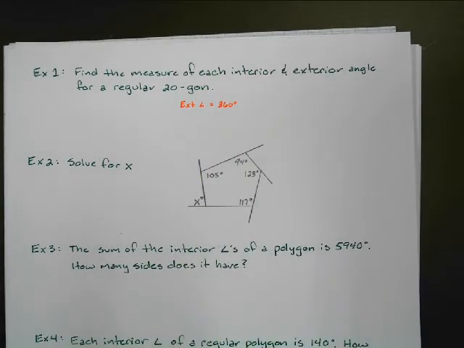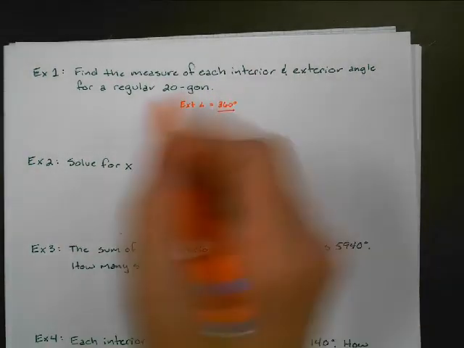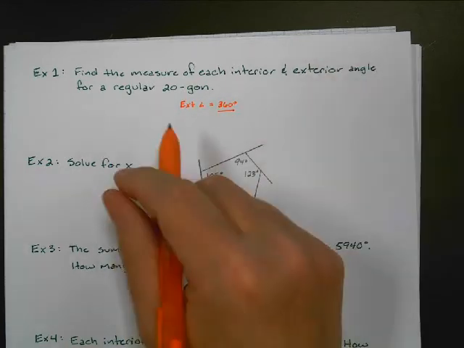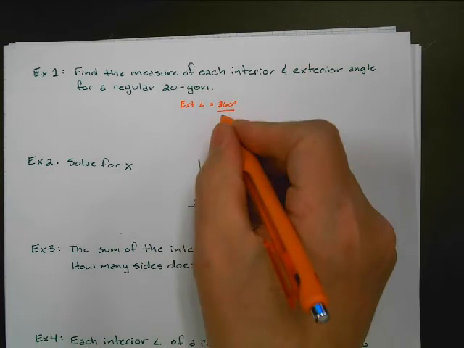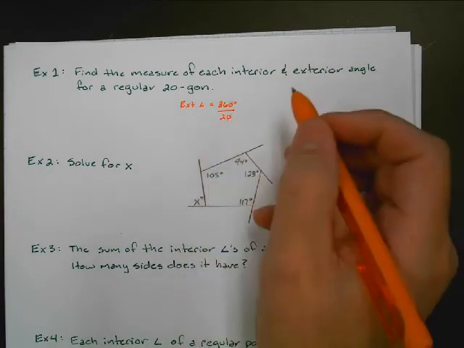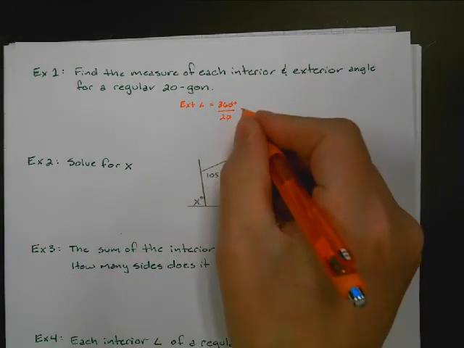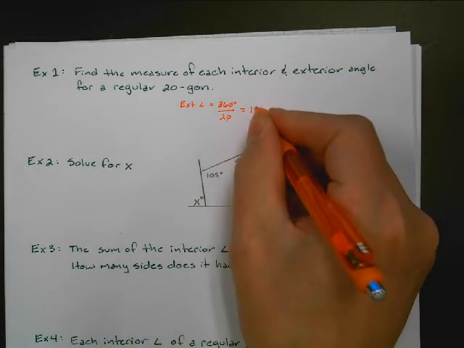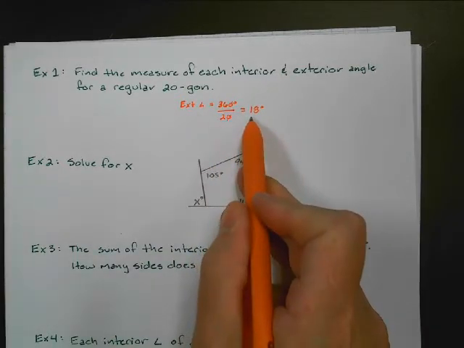So if I wanted to find out how much each exterior angle was, I would just go, okay, since it's regular, all the exterior angles are the same and all the interior angles are the same. I just divide by the number of sides, which is 20. Let's see, the zeros would reduce. I'd divide by 2. 36 divided by 2 ends up being what, 18? Okay, now I know that my exterior angles are 18.